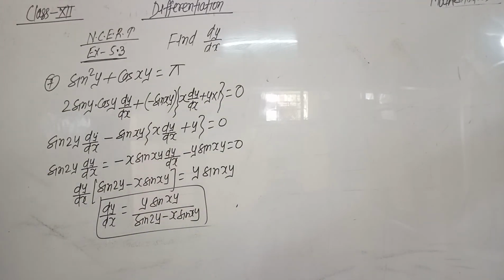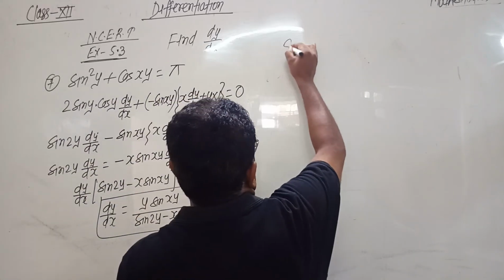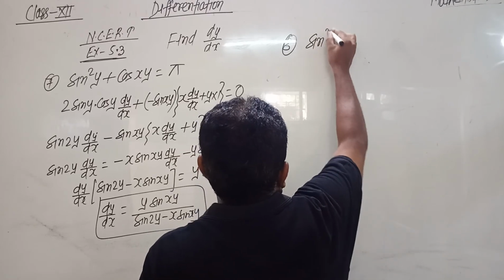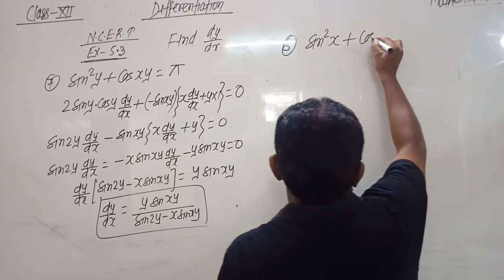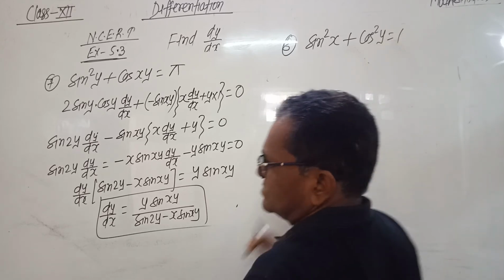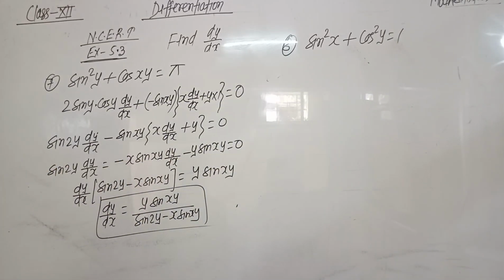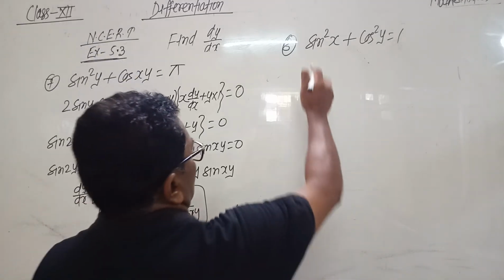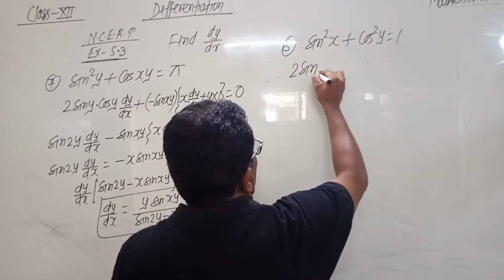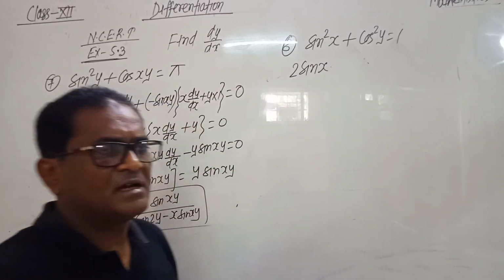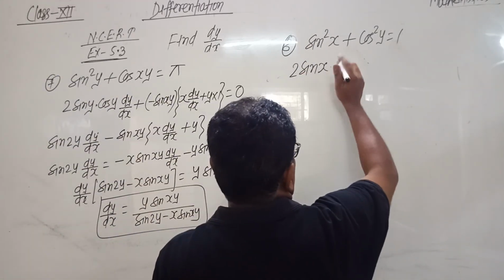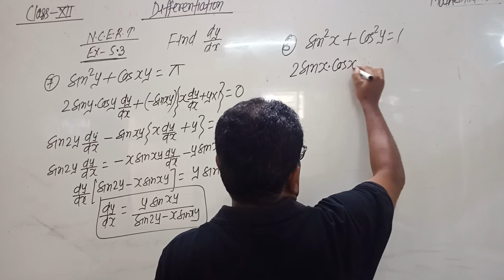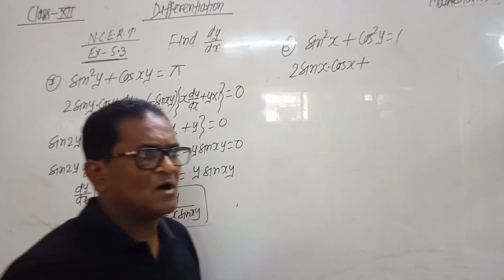Next question, question number 8: sin²x + cos²y = 1. So sin²x can be written as (sin x) the whole square, and this will be differentiated on the formula x raised to the power n. So differentiation of sin²x is 2 sin x. Drop the term square, so it remains sin x. Differentiation of sin x is cos x, plus differentiation of cos²y.